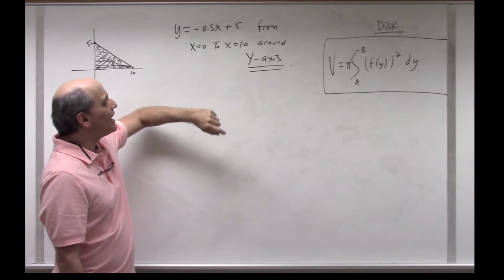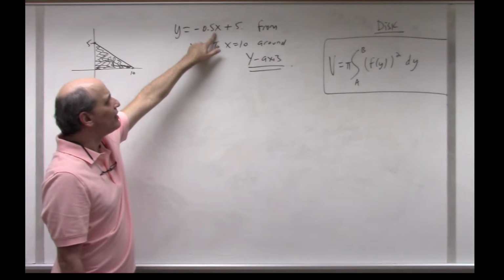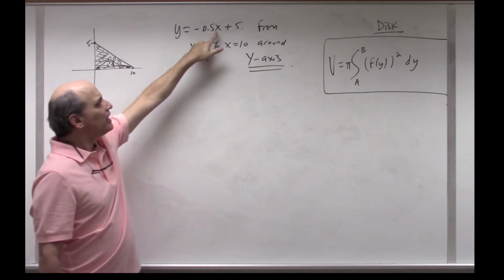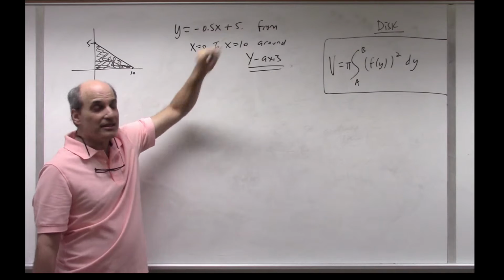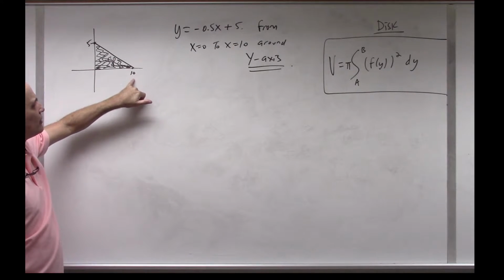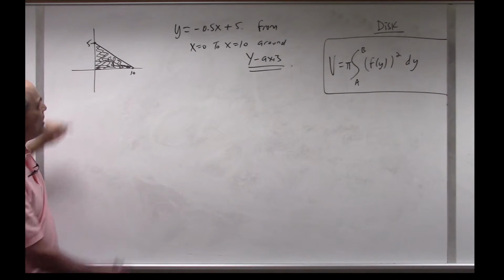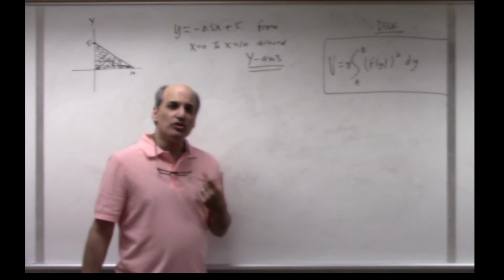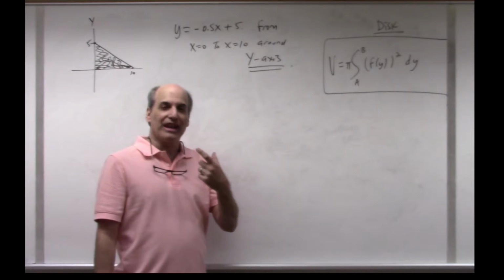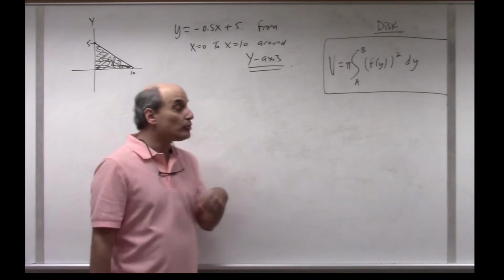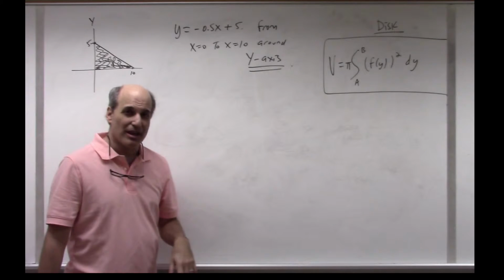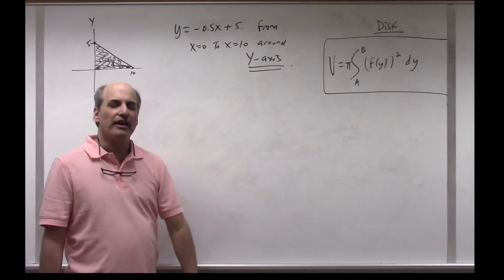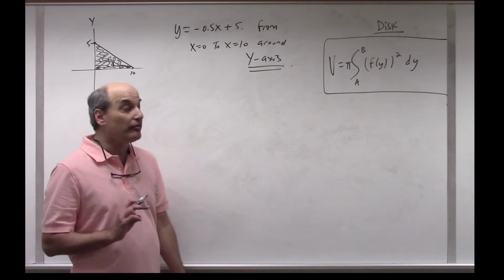From 0 to 10, well, if you plug 0 in here, you get 5, so it goes through the point (0, 5). And if you plug 10 in here, you get 0, so it goes through the point (10, 0). And notice this region does completely touch the y-axis. As long as the region you're looking at touches the axis you're revolving around, you can use the disk method. But again, we need this not as y equals f of x. We need this as x equals f of y.